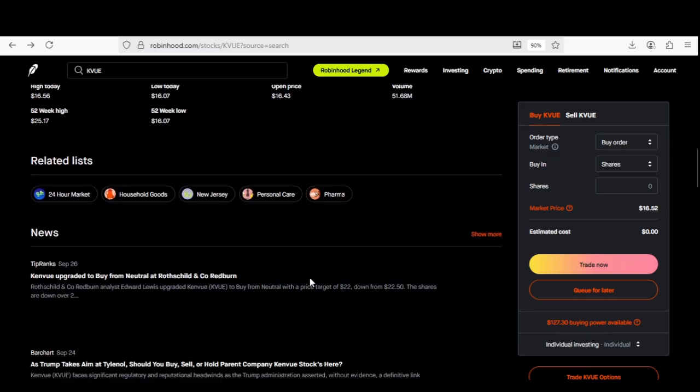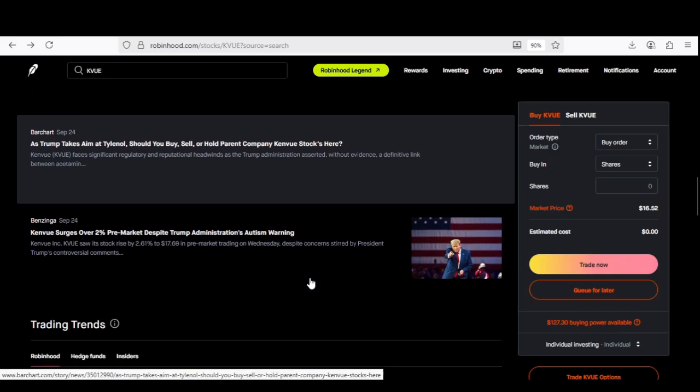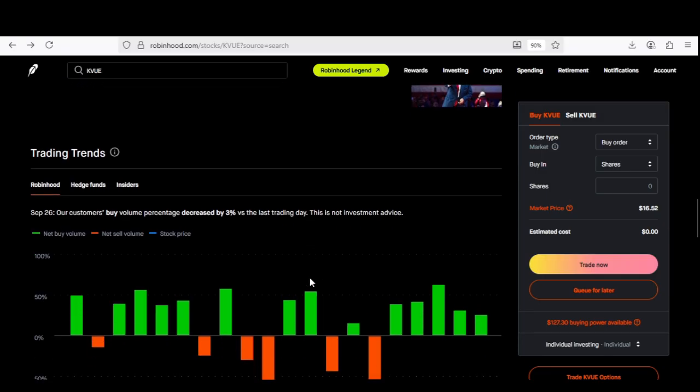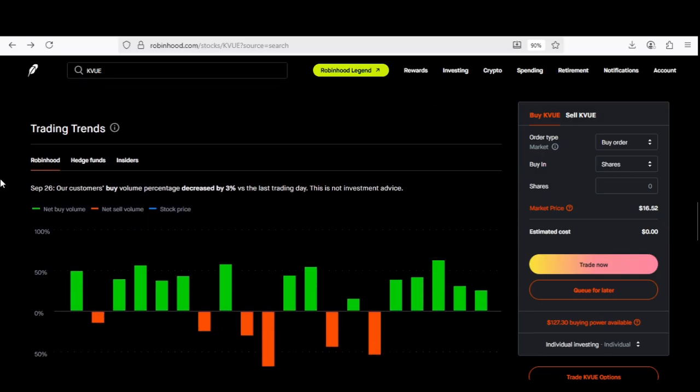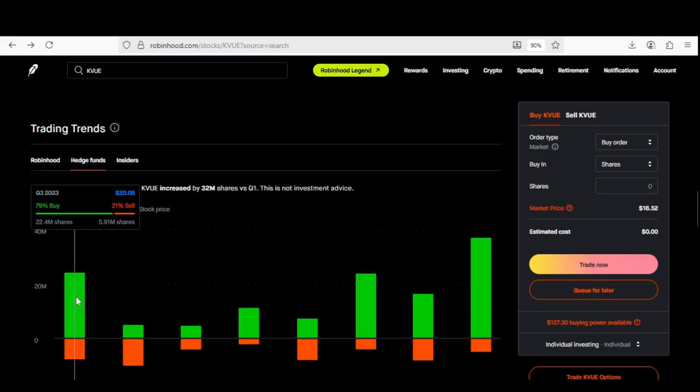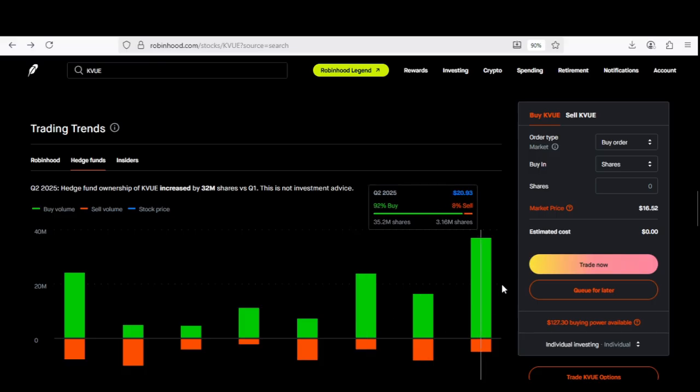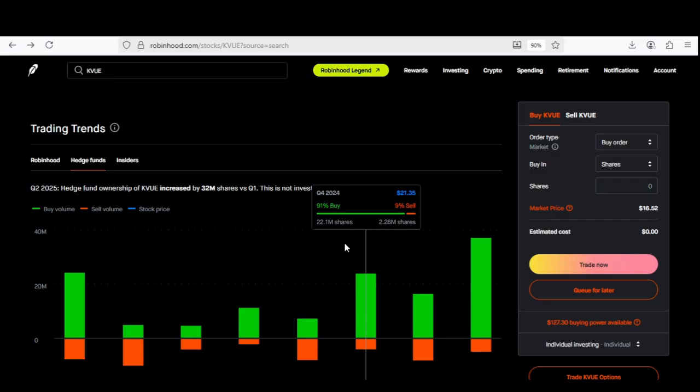Now we're going to go ahead and jump into two more facts, and that's going to be the trading trend. Based on the trading trends, if we look at the Robinhood retailers right here, you can see Robinhood retailers are all over this stock. Now kudos to the Robinhood investors, because of technology, we have enough information in order for us to gather our own conclusions, and Robinhood has been eating up this stock. Moving over to the hedge funds. The hedge funds too have been buying up a lot of this stock. So that tells me both us, Robinhood retailers, and hedge funds are extremely bullish on this stock as well.